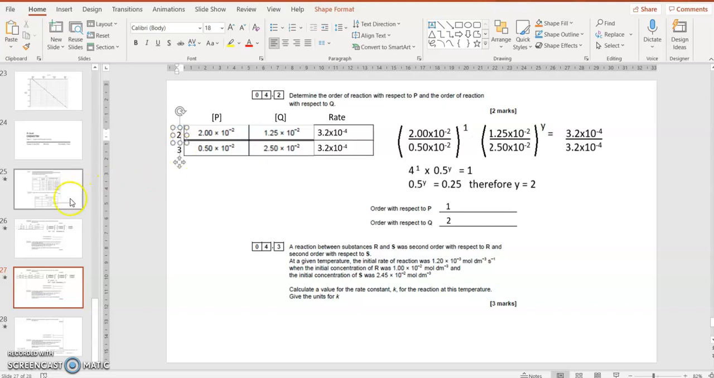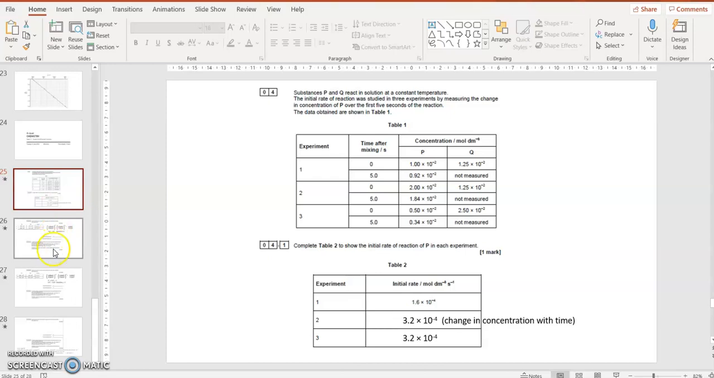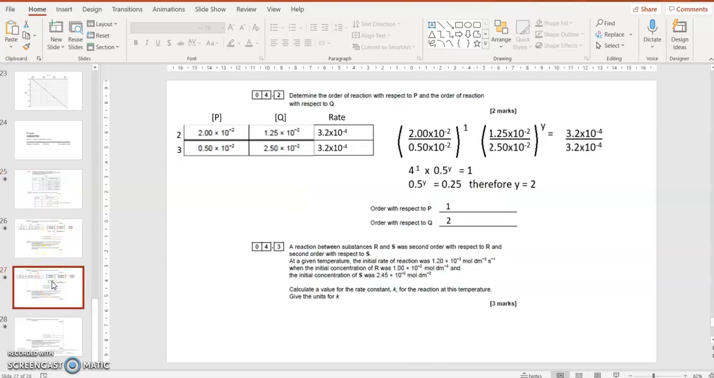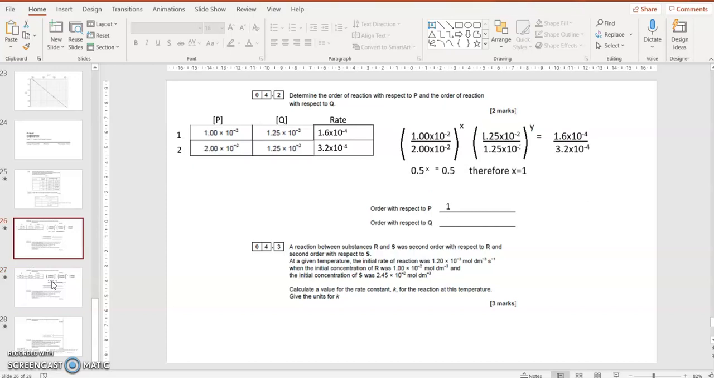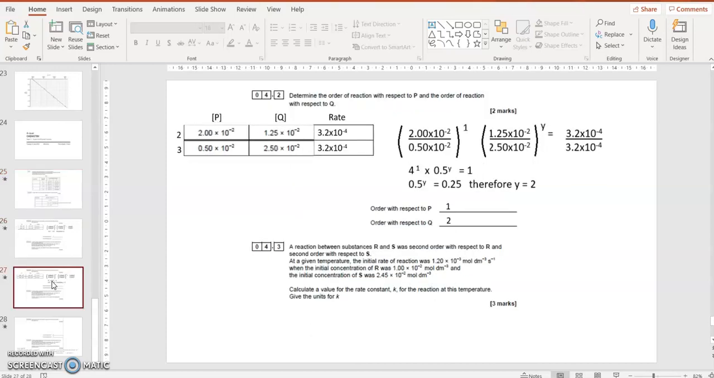Between experiments 2 and 3, I've got concentrations of P, concentrations of Q, and I've got the rates. The rates don't change between experiments 2 and 3. The rate is 3.2 times 10 to the minus 4, both of those. So let's plug it in.